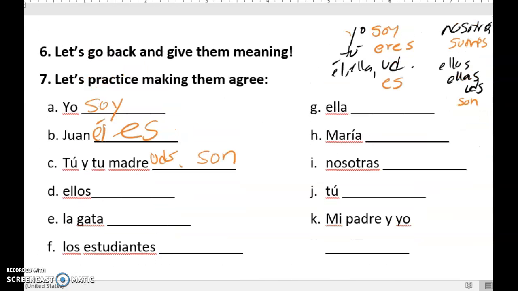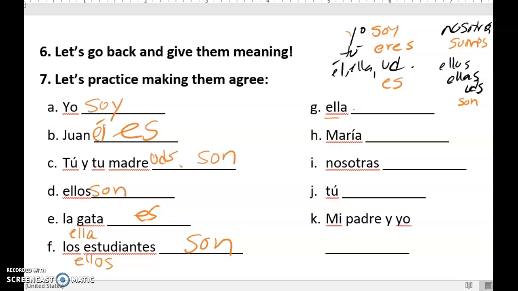Let's move down a little bit. Ellos is already a subject pronoun. Then, la gata, singular. So here's how you walk through it. Are you la gata? No. Do you see the subject pronoun too? No. So it can only be es, because if you were to read it, it's ella. How about if we rename los estudiantes as ellos? And ellos can only sit with son.